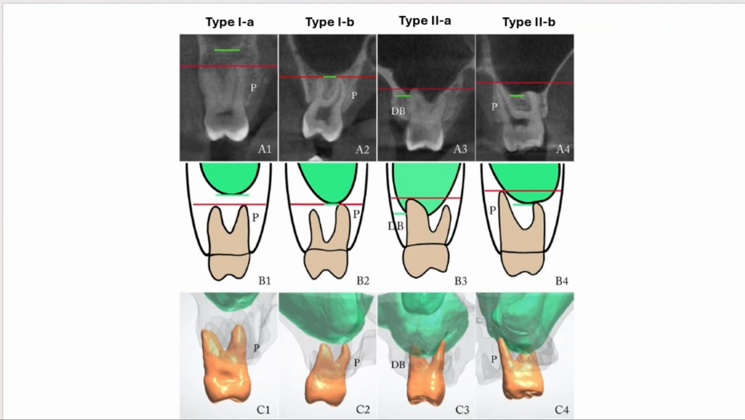They created a classification of palatal root relationship to maxillary sinus floor. Type 1A, root apex plane was lower than the maxillary sinus floor. Type 1B, root apex plane and maxillary sinus floor were on the same plane. Type 2A, root apex protruded into the maxillary sinus, and type 2B, root apex did not protrude into the maxillary sinus. However, the root apex plane was higher than the maxillary sinus floor, meaning there is a pneumatization of the maxillary floor into the trifurcation of the molars.